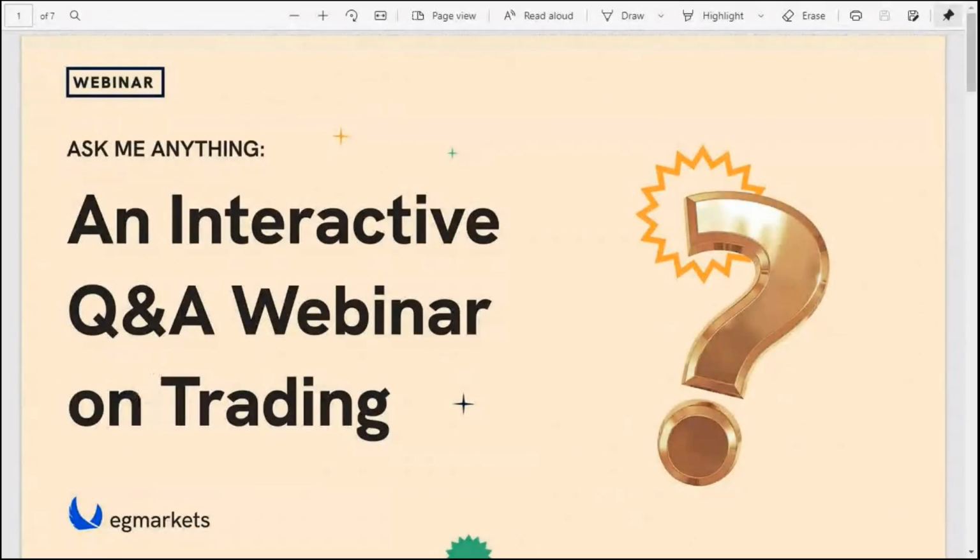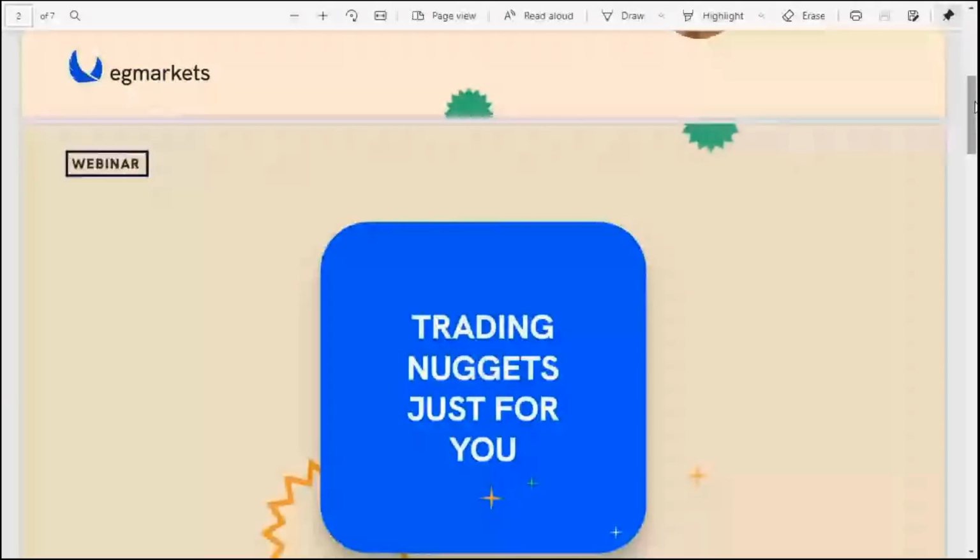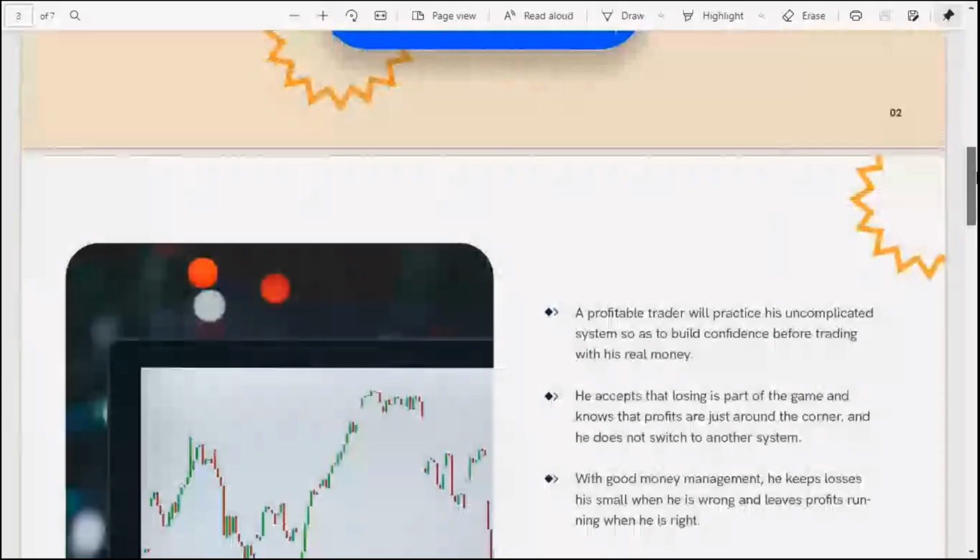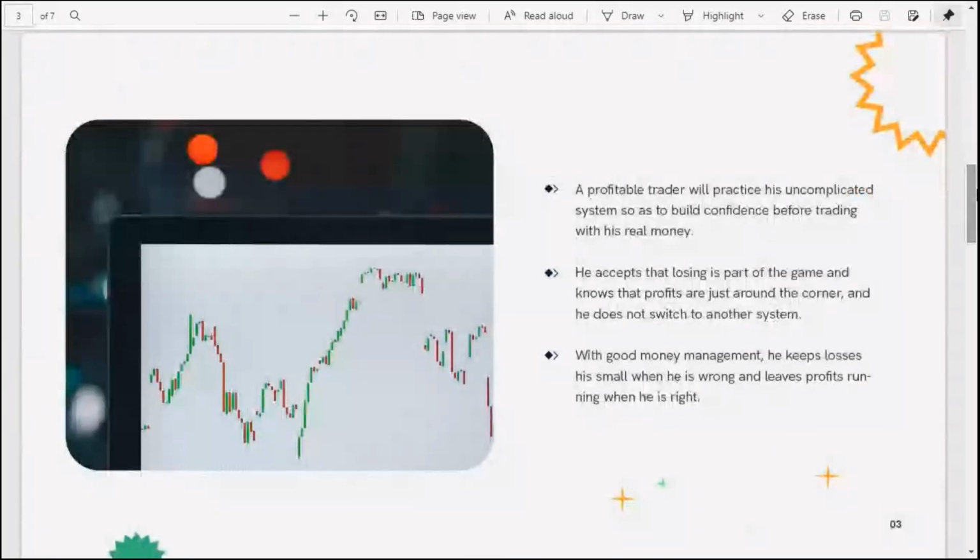And before I go to the chart to explain some of these things Peter asked for, I have a few nuggets here. Trading nuggets for you. Let's talk on the first slide. A profitable trader will practice his uncomplicated system so as to build confidence before trading with real money. Now, this basically means that your trading approach must not be complicated.